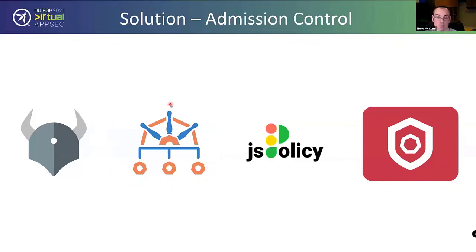Kyverno is focused purely on Kubernetes, so it just does Kubernetes. And its rules are written in YAML, which if you're doing Kubernetes, you're probably quite familiar with. You will be quite familiar with writing YAML, whether you want to be or not. So it's not a bad option if you're looking to focus purely on Kubernetes. OPA uses its own language called Rego to write rules, which can be a bit tricky to get used to.